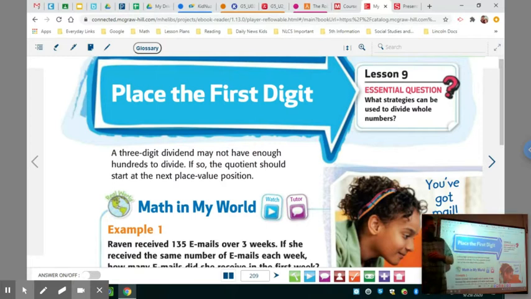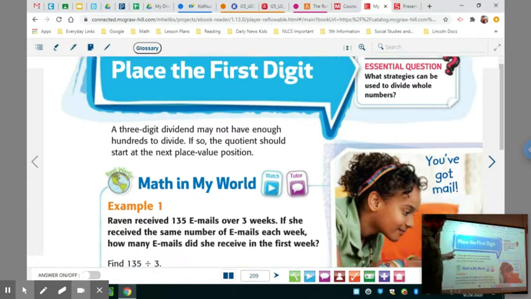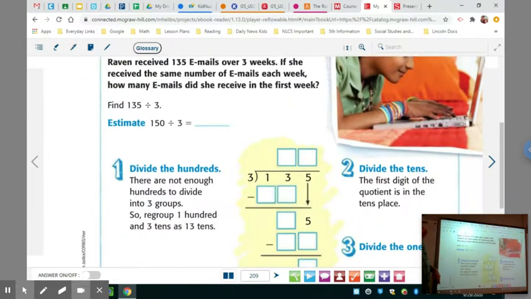Anyway, lesson 9. This is called place the first digit. And I've got to be honest, when I first looked at this, I thought, this looks exactly like what we've been doing. Then it dawned on me, no, it's not, because of what I told you here: the fact that you can't put the 3 into 1, so you've got to keep working from there, all right?